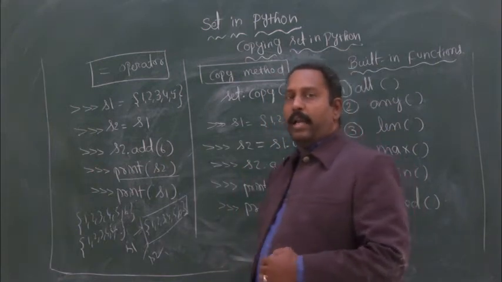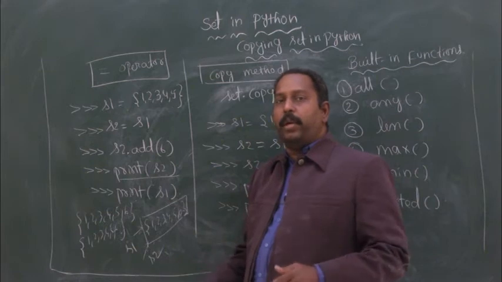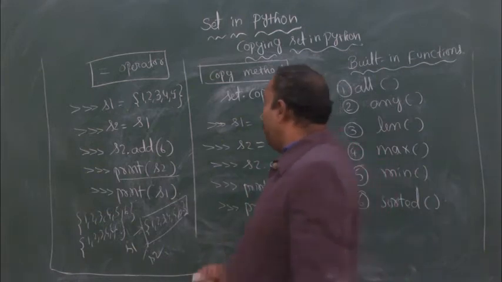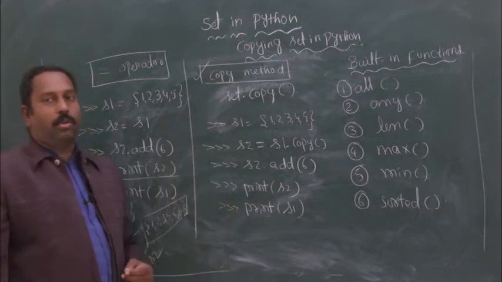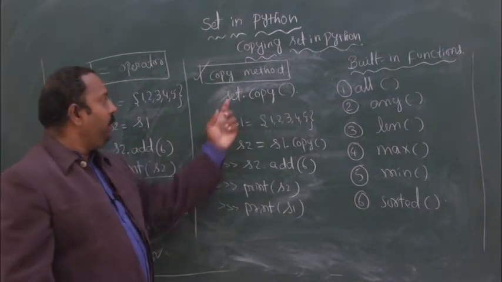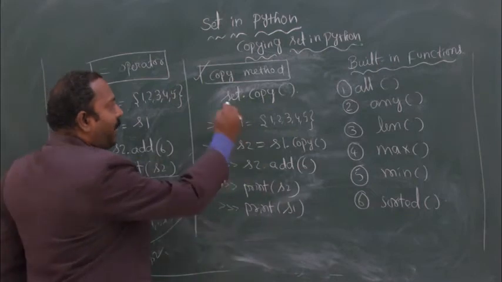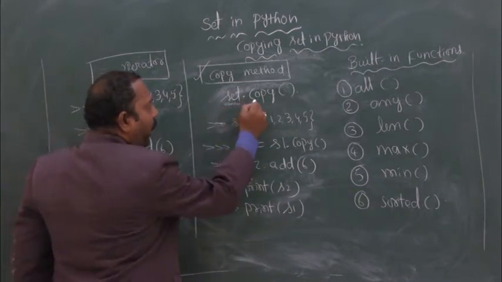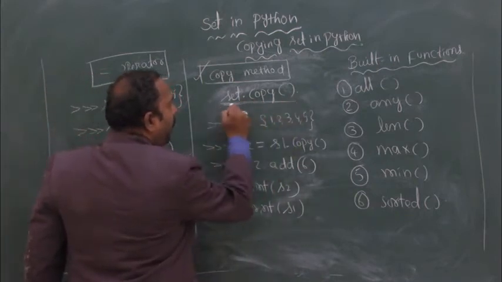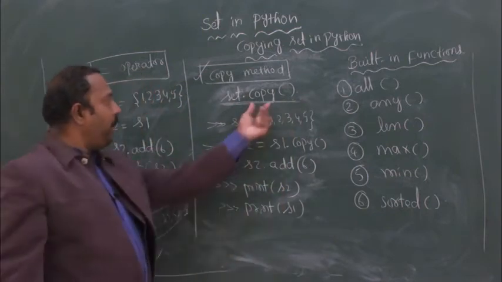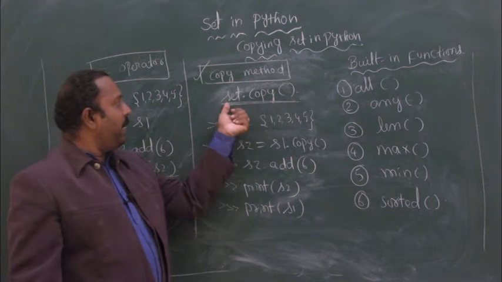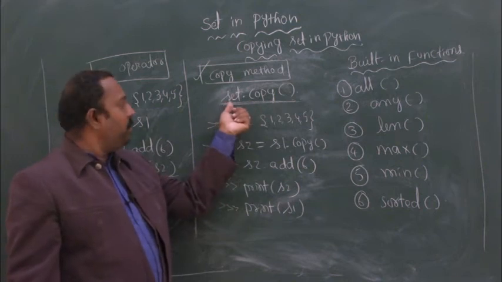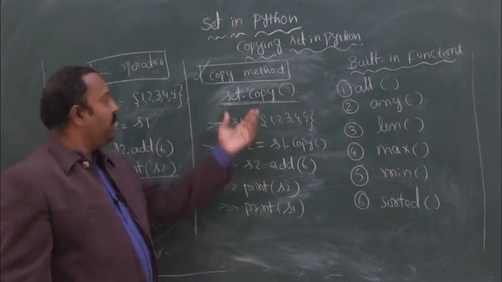But I don't want it like this. I want to separate S1 and S2. Then we have to go for a method called the copy method. This is the method we have to use. The syntax is a particular set dot copy. Copy is a method, and the set to which this method applies, that set name we have to specify here. So set.copy, this is the syntax.